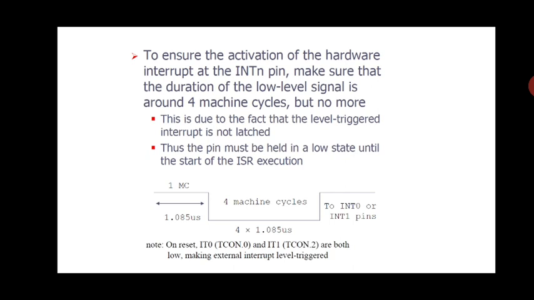After this four, it will again go to the INT0 and INT1 pins. There is a very important note: on reset, INT0 and INT1 are both low, making the external interrupt level triggered. I hope this concept of sampling is very clear. It is a duration in which the microcontroller keeps on sampling. For the four machine cycles, it will sample for the occurrence of interrupts.